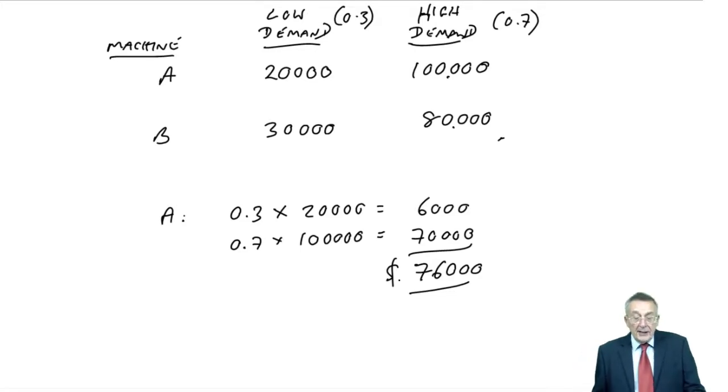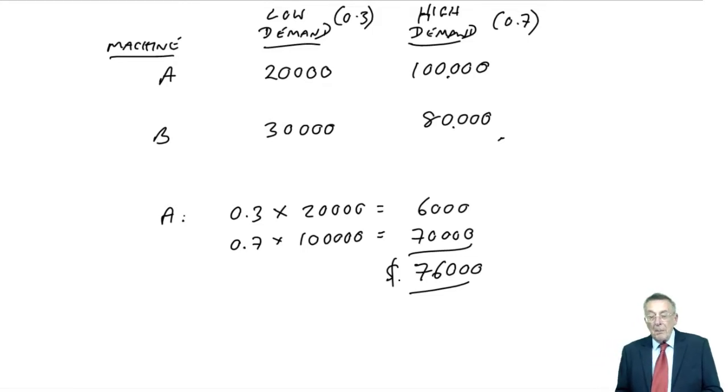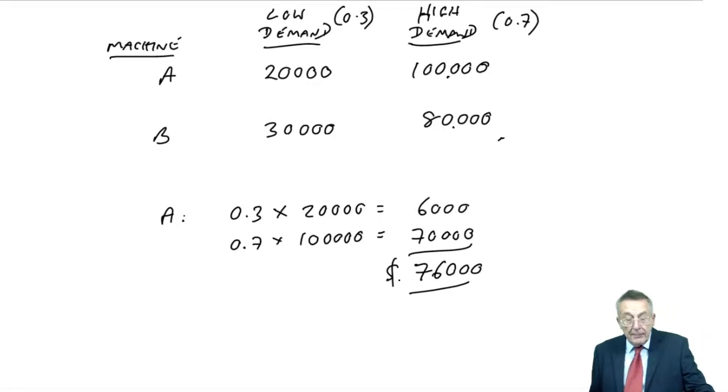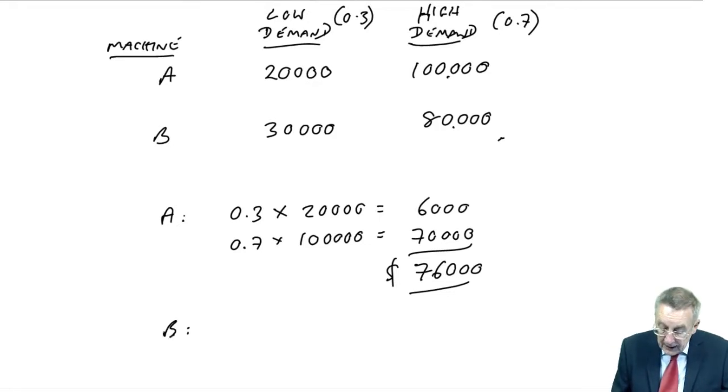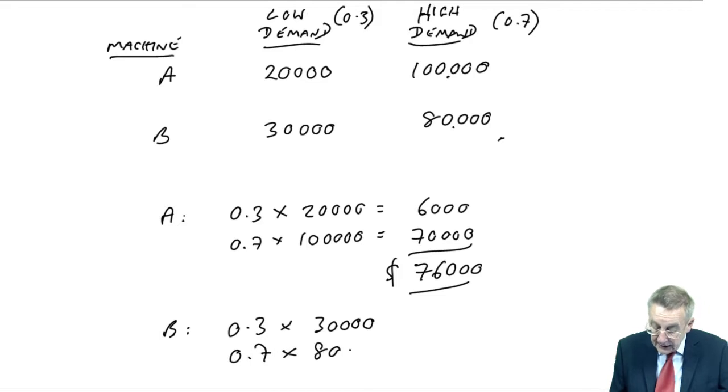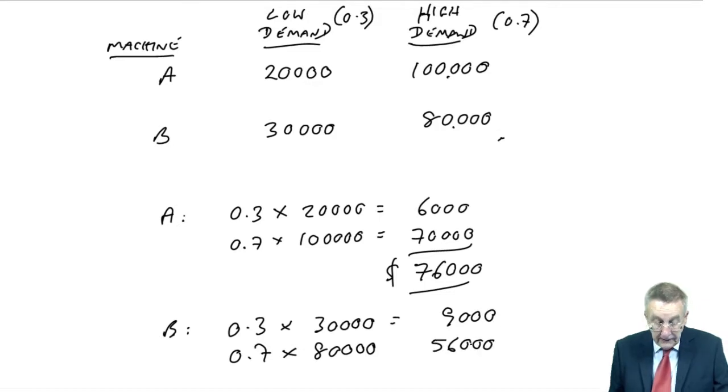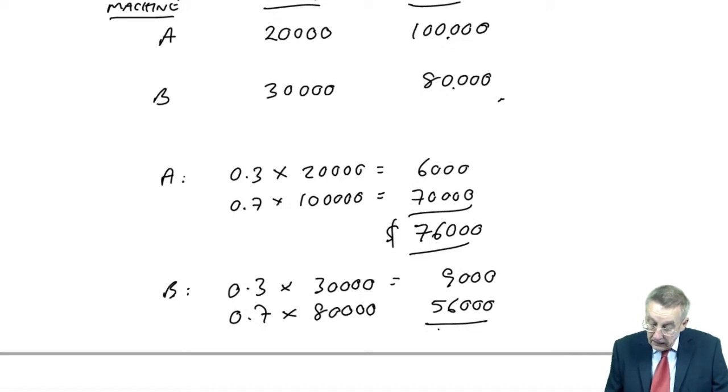You know, I was saying effectively, if we did it 10 times, 3 times we'd get 20, 7 times we'd get 100. Well, it would average out at 76,000 each time. And if we did the same for B, well, a 0.3 probability of getting 30,000 and a 0.7 probability of getting 80,000 is 9, 56, 65,000. Again, I do hope I've done my arithmetic right.